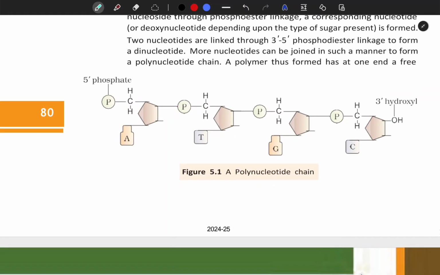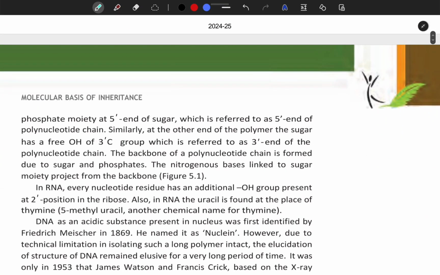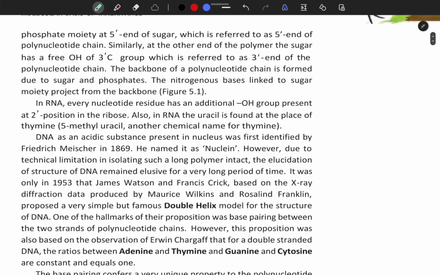A polymer thus formed has at one end a free phosphate moiety at the 5' end of the sugar, which is referred to as the 5' end of the polynucleotide chain. Similarly, at the other end of the polymer, the sugar has a free OH of the 3' carbon group, which is referred to as the 3' end of the polynucleotide chain. The backbone of a polynucleotide chain is formed due to sugar and phosphates. The nitrogenous bases linked to the sugar moiety project from the backbone.